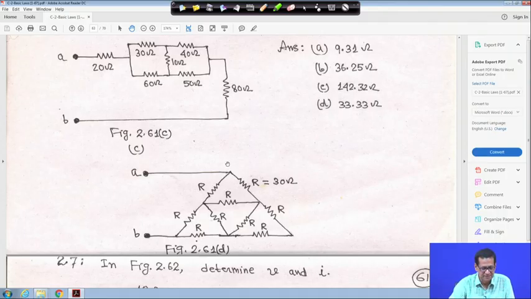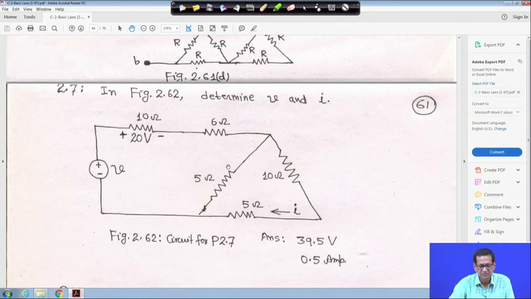So, all answers are given. This one, in this circuit you have to find out V and I. This is the current I, and you have to find out this voltage, that V. The voltage across this 10 ohm resistance is 20 volt.